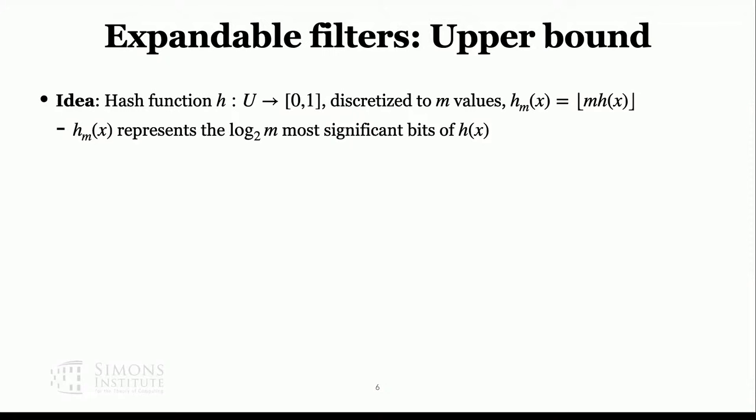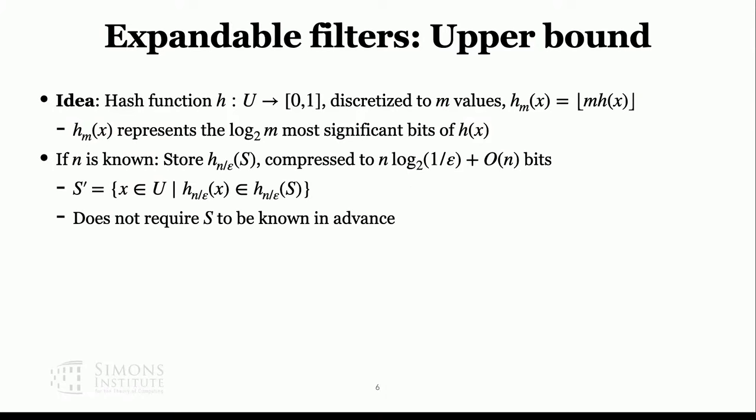Okay. So let's define h_m as the hash function that takes h of x, multiplies it by m, and then rounds down. So it basically discretizes h to log m bits. All right? So we're going to use hash functions of this form.